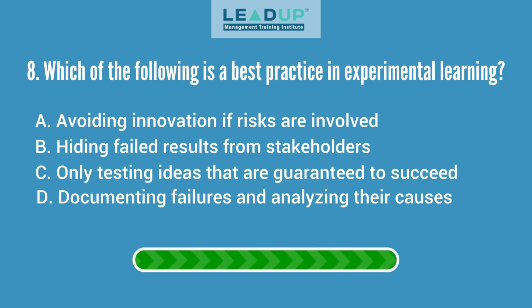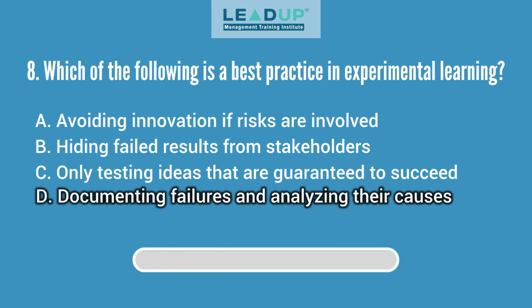Question 8. Which of the following is a best practice in experimental learning? A. Avoiding innovation if risks are involved. B. Hiding failed results from stakeholders. C. Only testing ideas that are guaranteed to succeed. And D. Documenting failures and analyzing their causes. Answer: documenting failures and analyzing their causes.